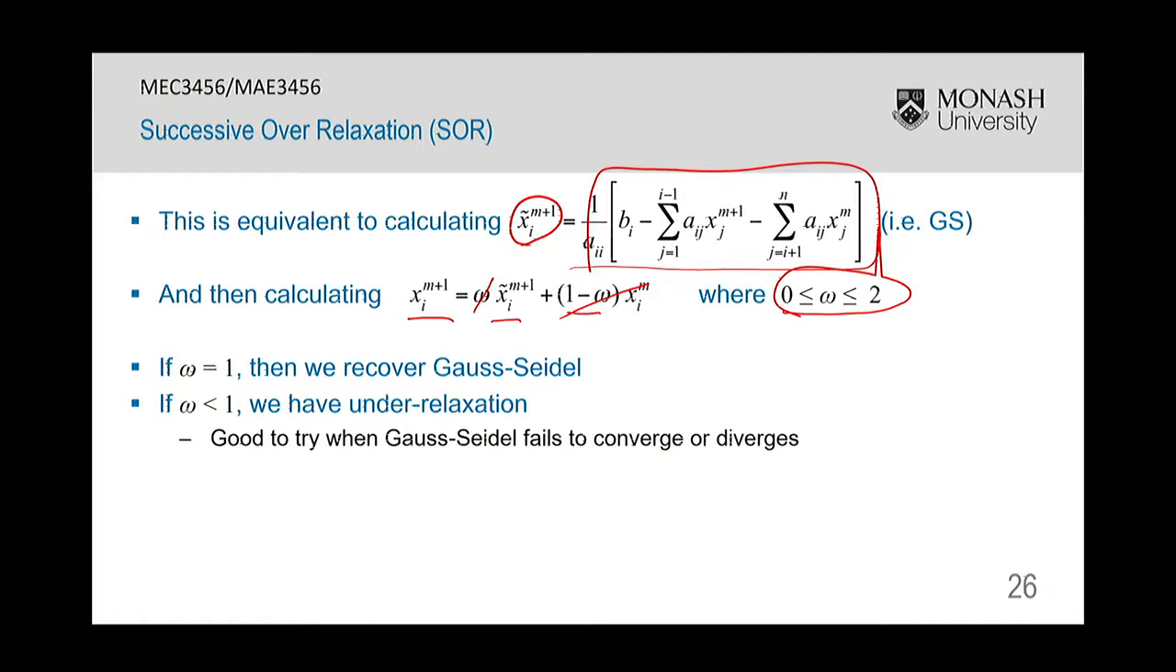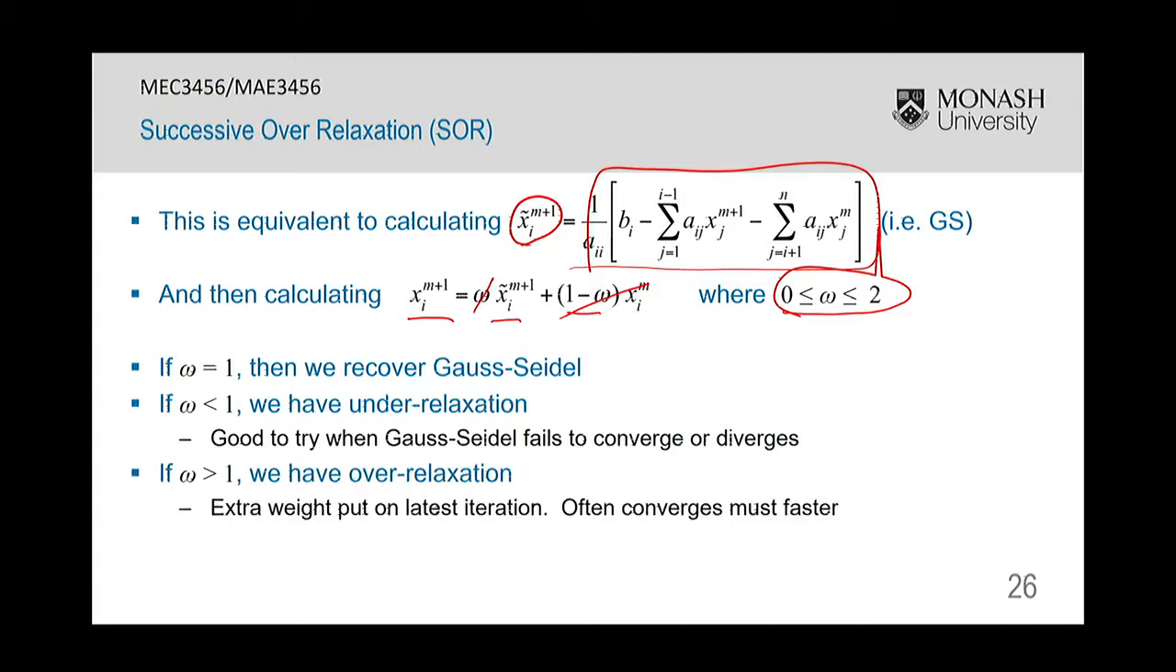If omega is less than 1, we have what's known as under-relaxation. We won't really need to use under-relaxation in this course, but keep it in your toolbox, because sometimes it's good to try when Gauss-Seidel fails to converge or indeed diverges. So there are some cases where under-relaxation can be very useful.